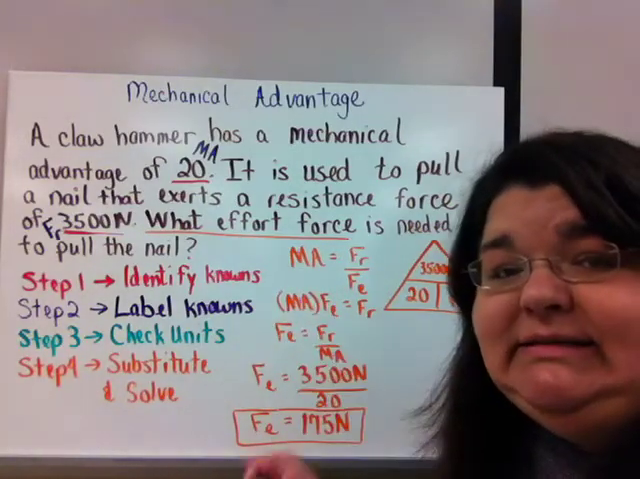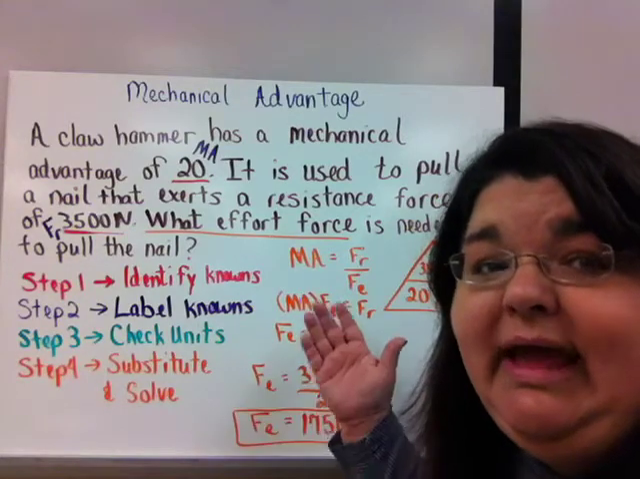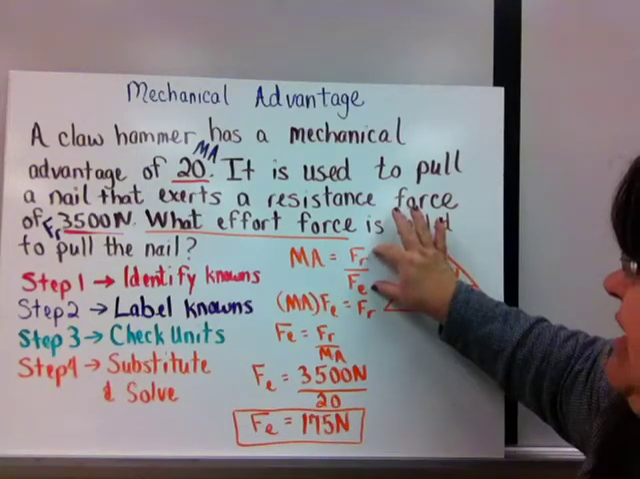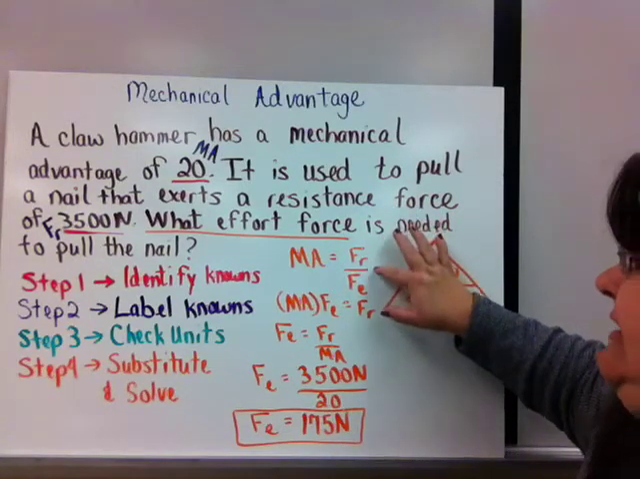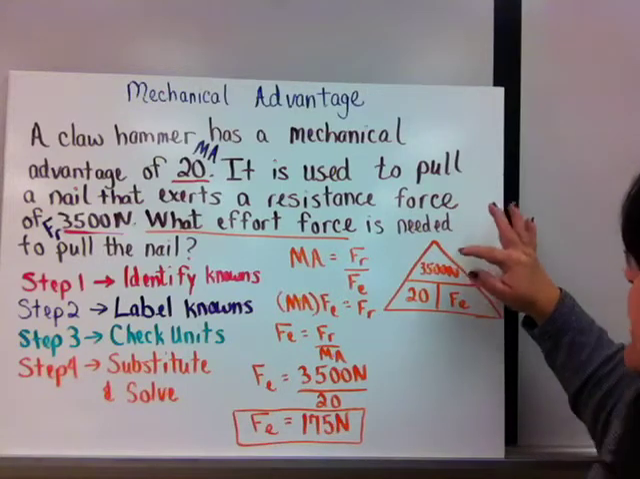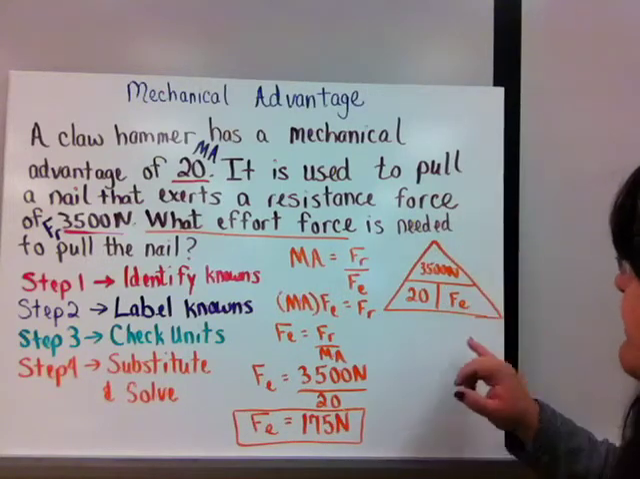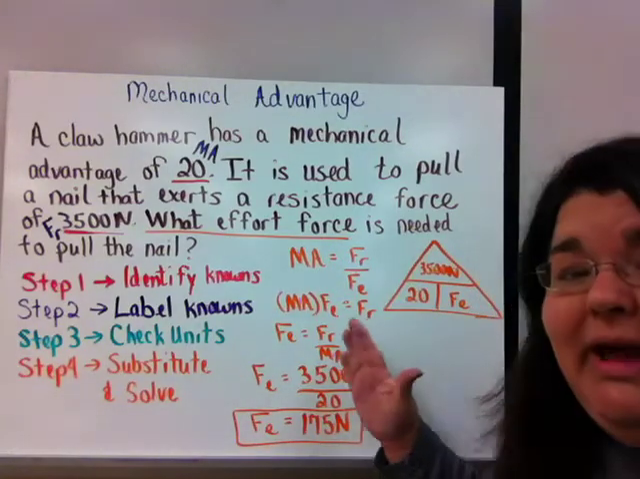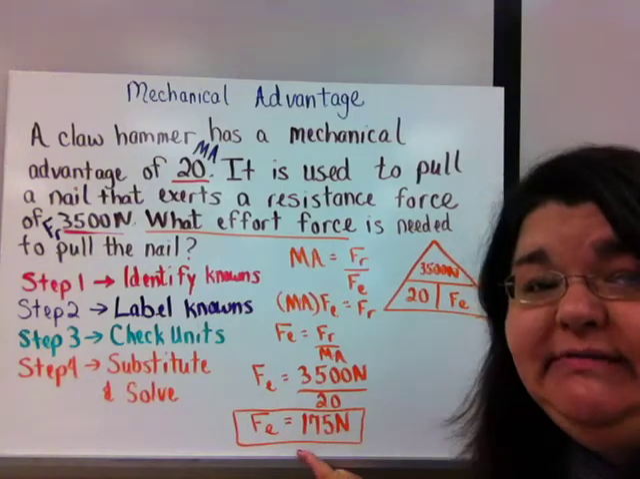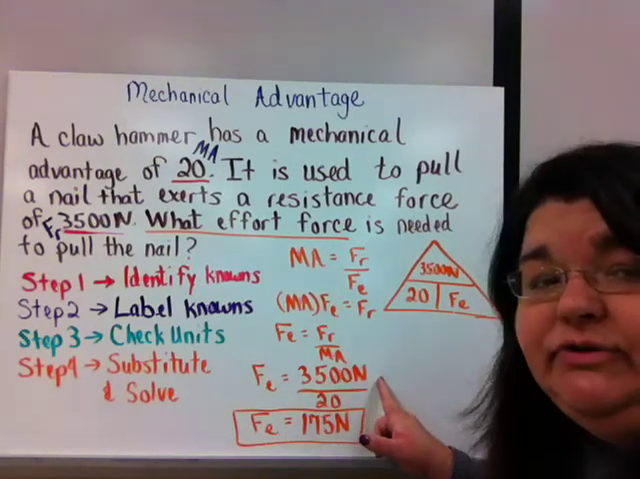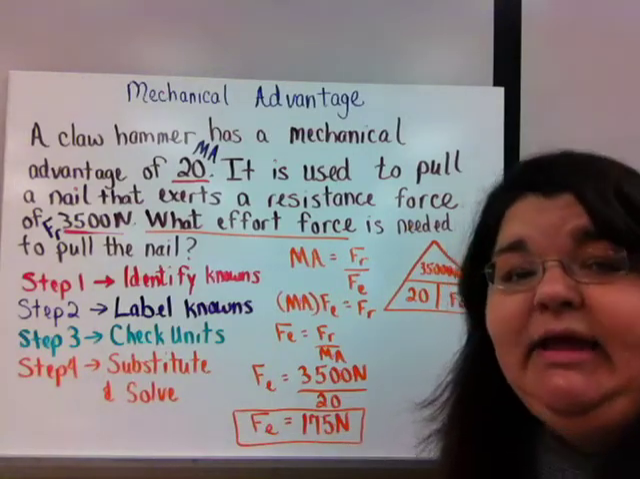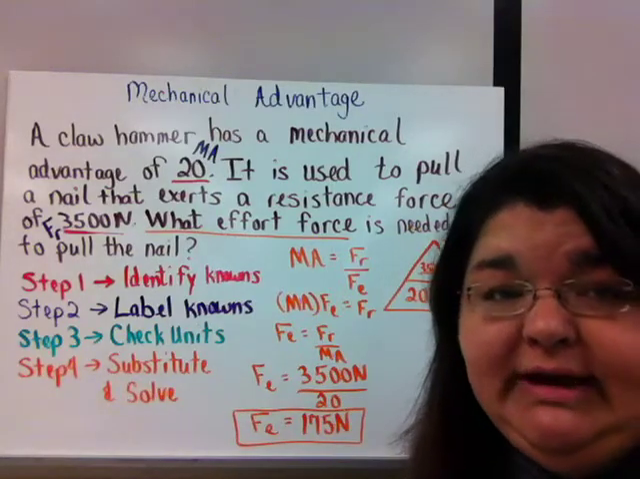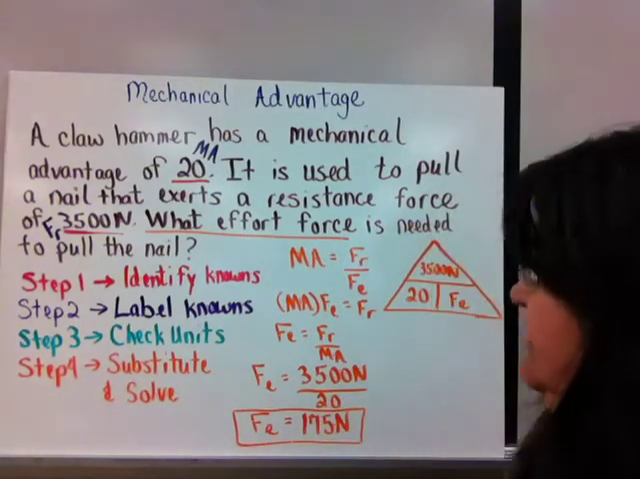If this is intimidating to you, then remember that we have the triangle that will allow you to take this term that has the two dividing each other and put them above and below. The FR's on top, the FE's on bottom, and the MA goes in the space that's left over. Either way, you're going to come out with the answer of 175 newtons because 3,500 newtons divided by 20 will give you the 175. Don't forget to put the newtons for your unit to get full credit on your problems.